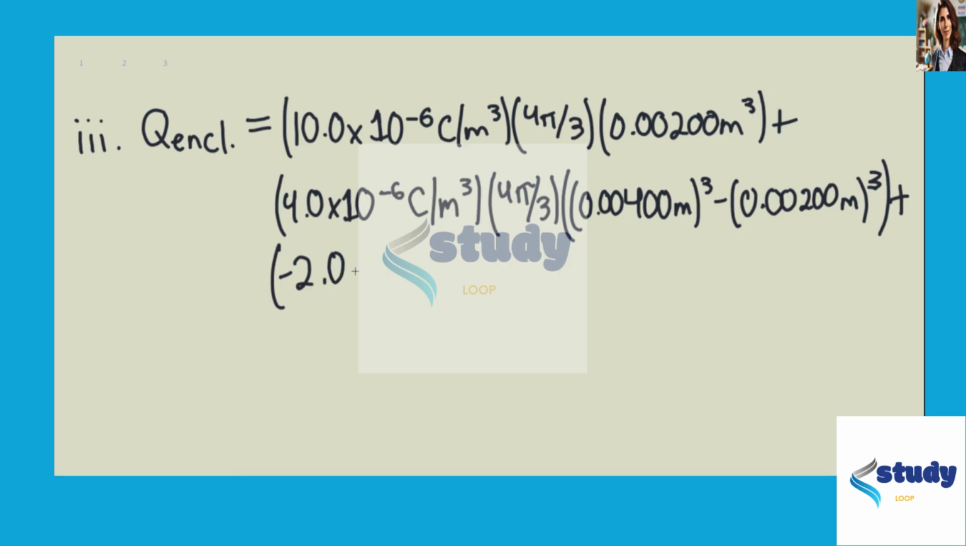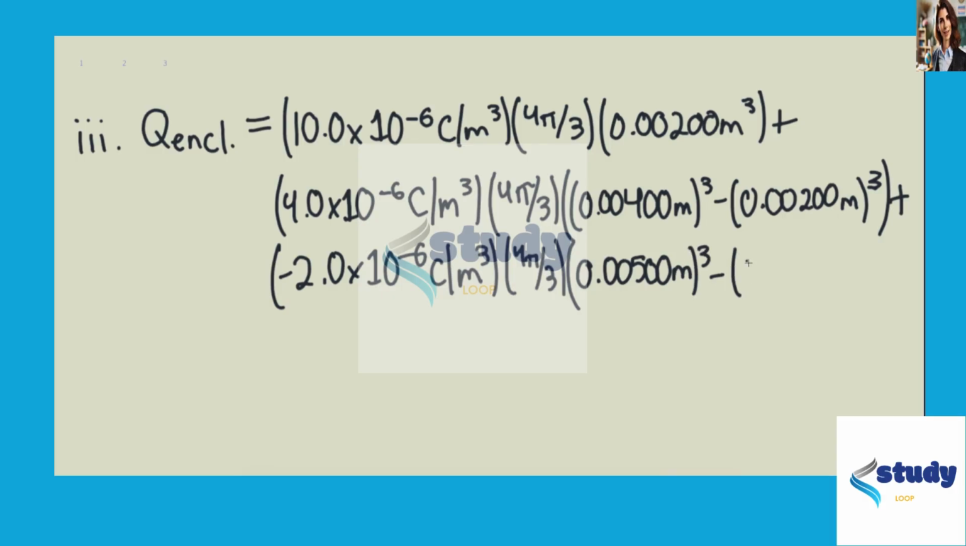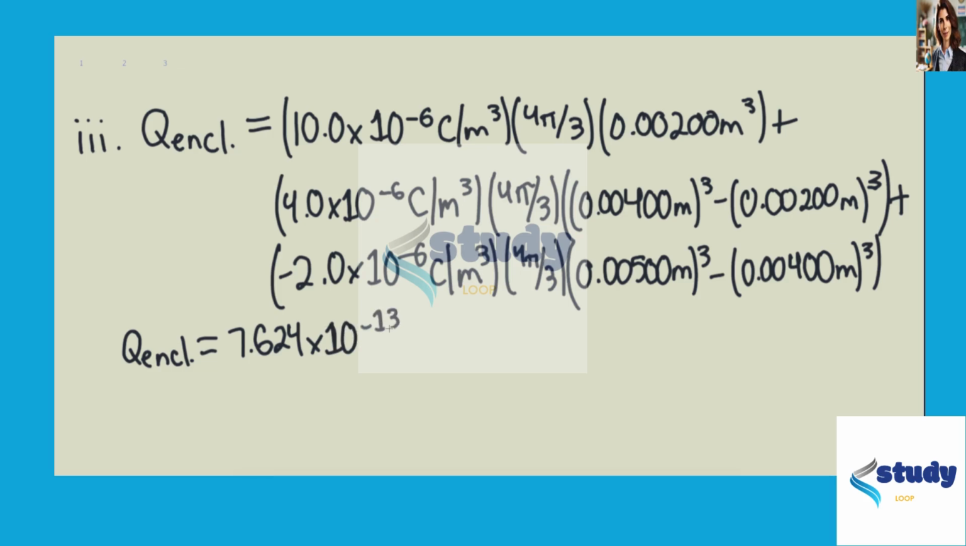minus 2.0 times 10 to the negative 6 coulombs per cubic meter multiplied by, again, 4 pi over 3. And this would be multiplied by 0.00500 meters quantity cubed minus 0.00400 meters quantity cubed. And we find that then finally the enclosed charge is equaling 7.624 times 10 to the negative 13th coulombs.